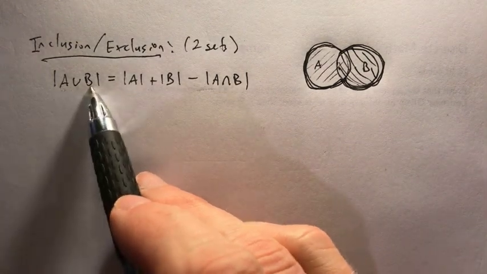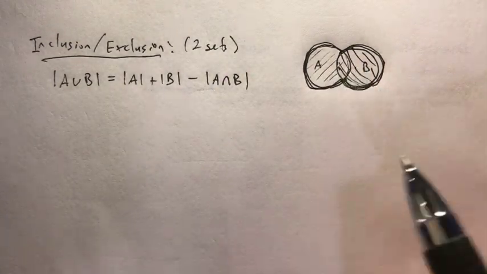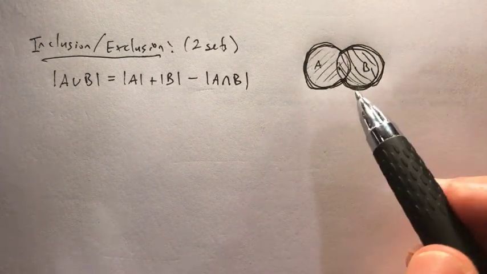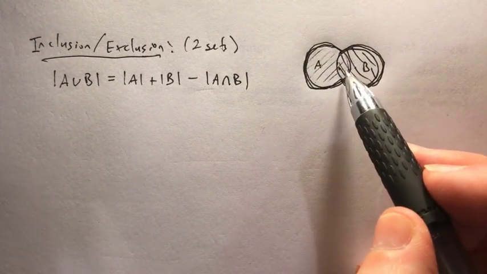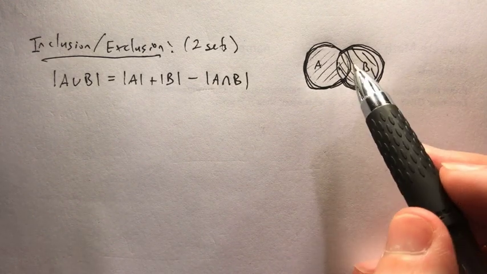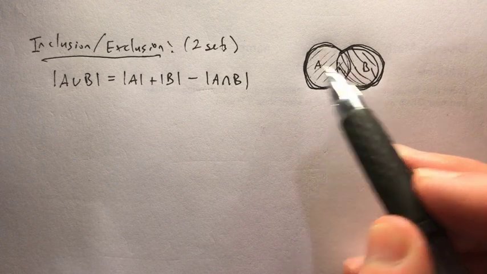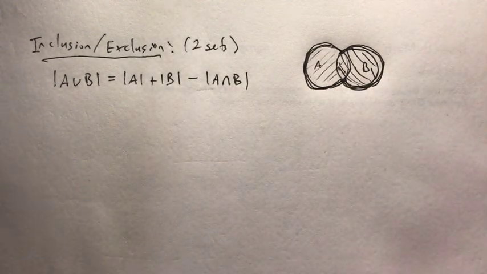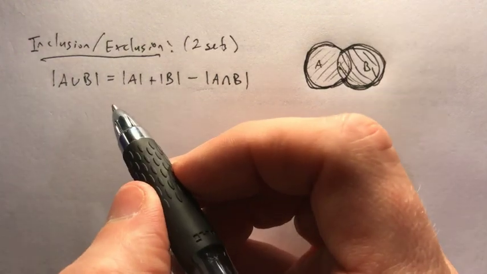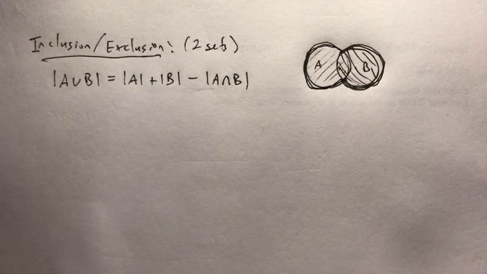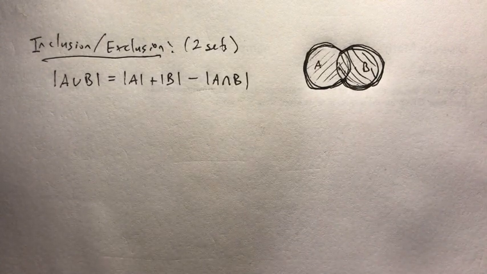So to count the size of the union, I want to count each region one time. So I count A once, I count B once, and I have now overcounted this part. And in overcounting this part, I need to remove it. So I need to remove A intersect B. Okay, so that's just the basic idea behind inclusion exclusion for two sets. So now let's do some inclusion exclusion problems that are relatively straightforward.